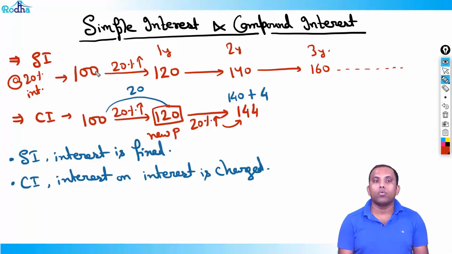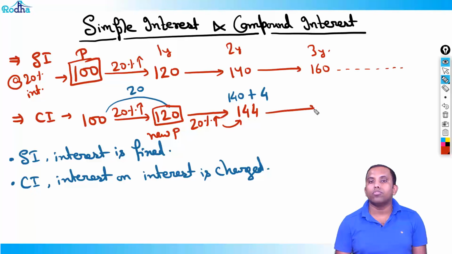What is the principal amount here? 100 rupees. You are taking a loan from the bank of 100 rupees; that is the principal amount. 20% interest gives 120 rupees, then again 20%. Now in SI, 20% is charged on a fixed 100 rupees. In CI, 20% will be charged every year on the subsequent amount: first year on 100, second year on 120, third year on 144. For the third year, 144 is my new principal amount, right?